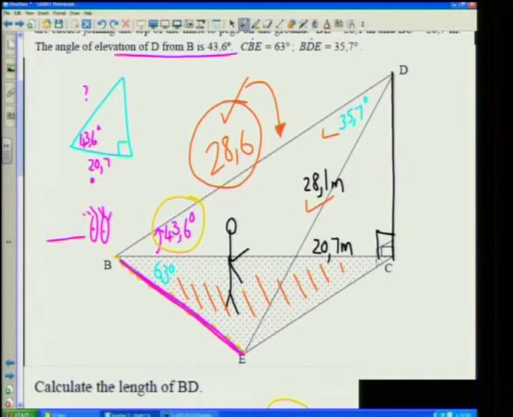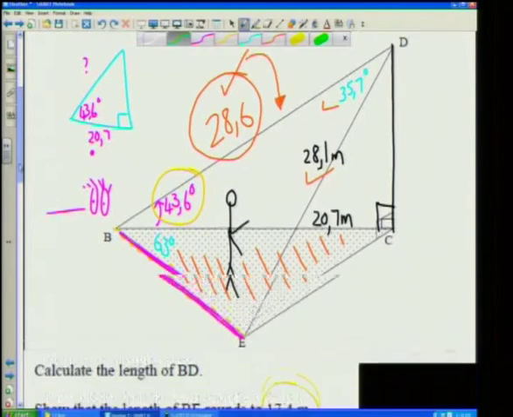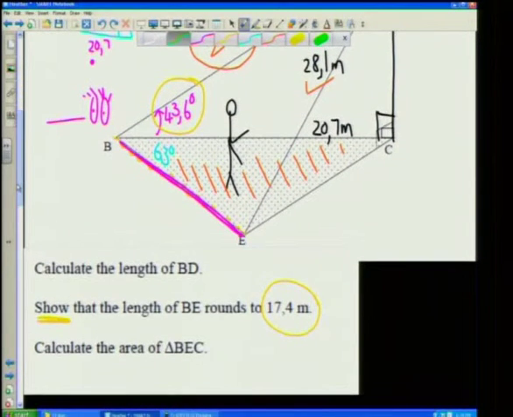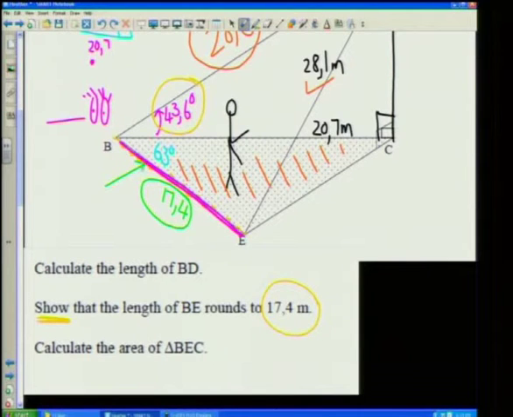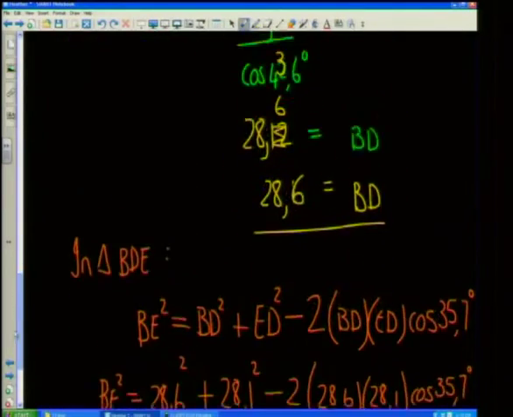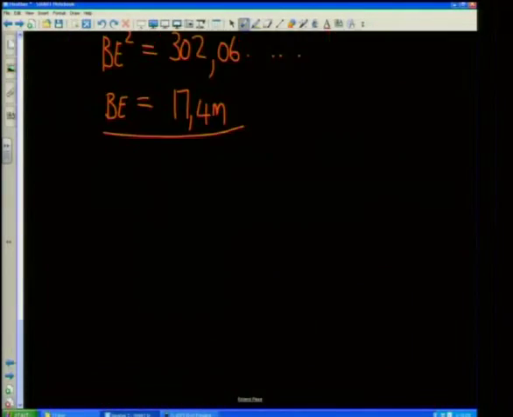Okay? Now remember, follow my rule. Once you have just worked out a question, they told us that BE rounds to 17,4. So now we know this. All right, can you see how easy this is going to be? Because now we are wanting to work out the area of this floor triangle. We've got that that's 20,7. We've got that that's 17,4. And we've got that that is 63. So literally, it's just a plug and play.